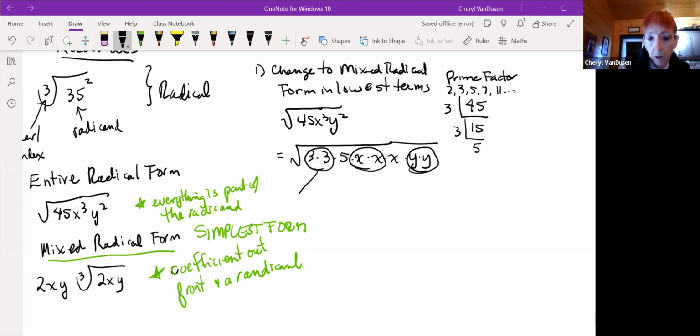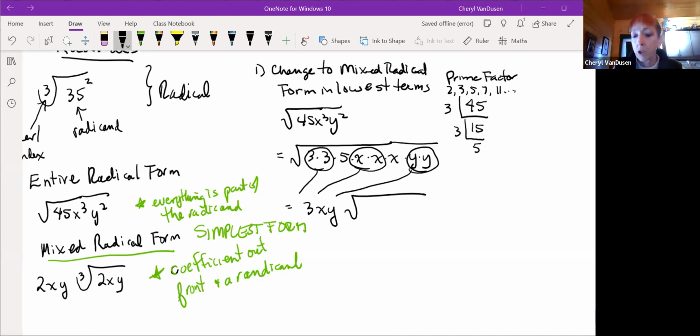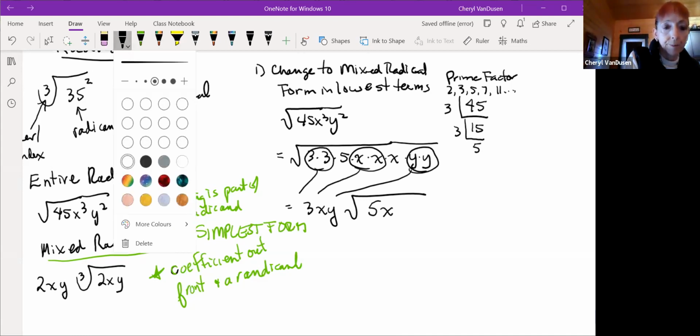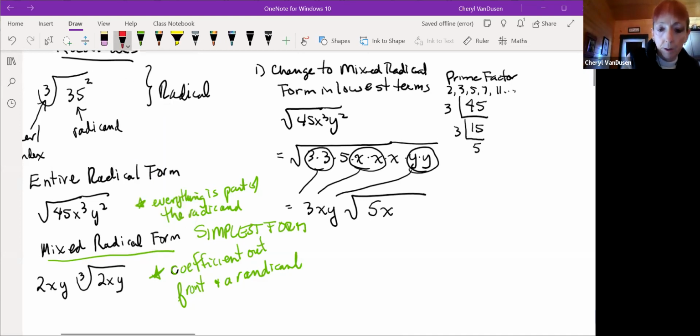So we're going to take a 3 out, we're going to take an x out, we're going to take a y out. So out front, we're going to have 3xy. Then we're going to open up our radical sign. And anything that is not circled is now going back into our radical sign, 5x. And that is simplest form. Okay. So there's our answer in simplest form. Let's put a little red box around it. Let me just make sure it's not right on top of my square root sign there. Like so.